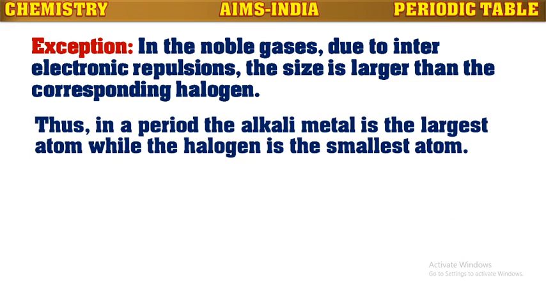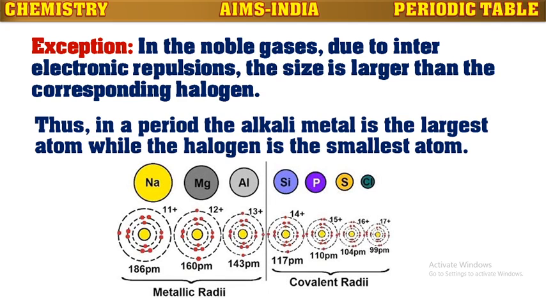Thus, in a period, the alkali metal is the largest atom while the halogen is the smallest atom. If we consider third period elements here, sodium, the alkali metal, is the greatest sized atom, whereas chlorine, the halogen, is an atom with small size.